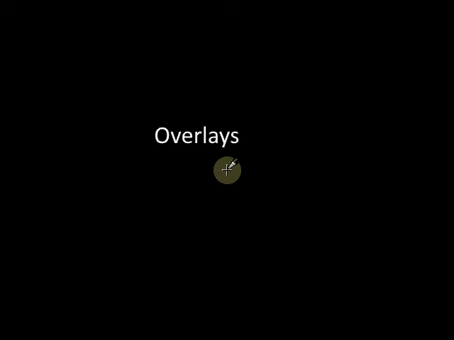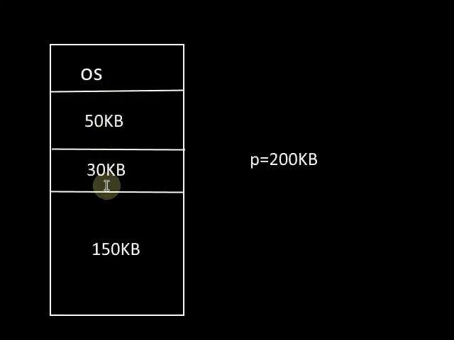Overlays. If the size of the process is greater than the largest memory block which is available in the main memory, we can use the method of overlays to load the process to that memory block. So in this example of fixed partitioning technique, the largest partition which is available is of size 150 KB. Assume the process to be loaded is of size 200 KB. Here the size of the process is greater than the size of the largest partition available. So in such cases, we can use the method of overlays to load the process to the available partition.